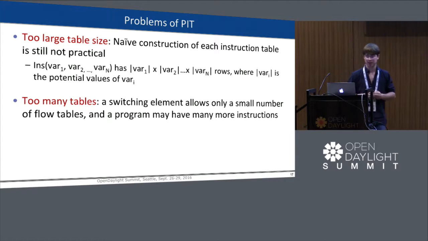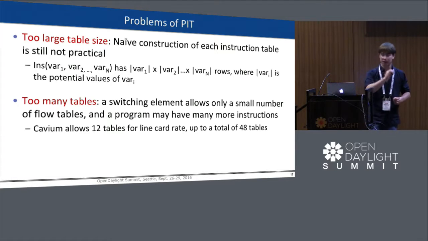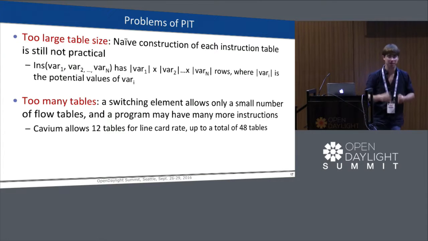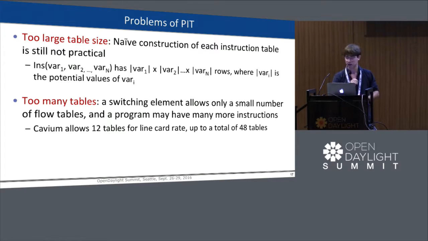Secondly, PIT can generate simply too many tables. A switching element only allows for a small number of flow tables, and a program can have many, many, many instructions. For example, Cavium allows 12 tables for each line card rate. That is, it's a pipeline of 12, and it can have an absolute maximum of 48 tables. Many programs of any complexity such that you'd actually want to implement them obviously have far more than 48 different instructions.